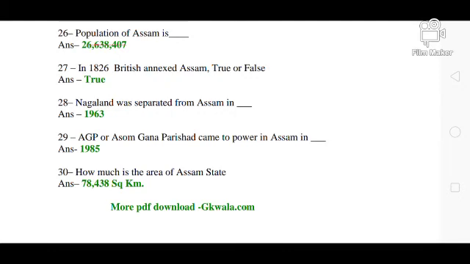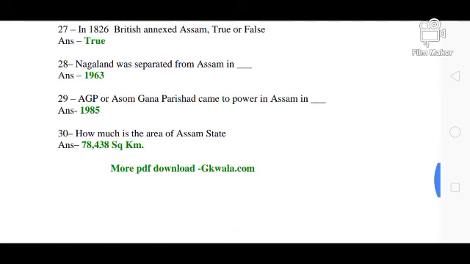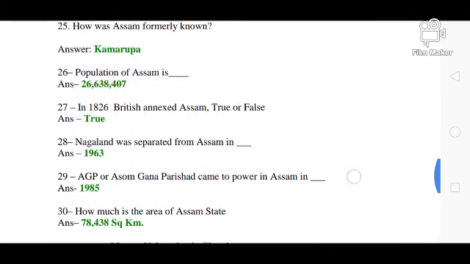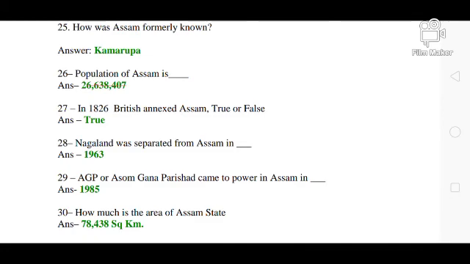Next, Nagaland was separated from Assam in 1963. Next, Assam Gana Parishad came to power in Assam in ... the correct answer is 1985.